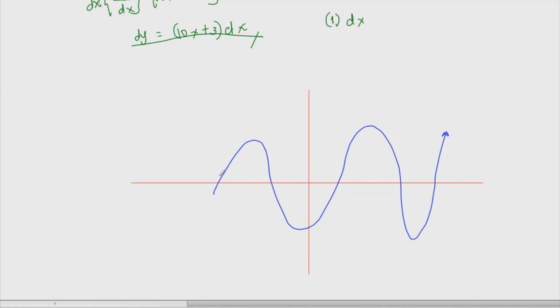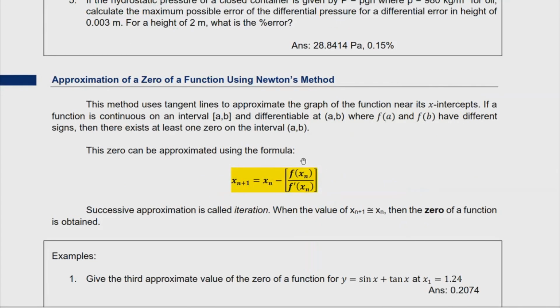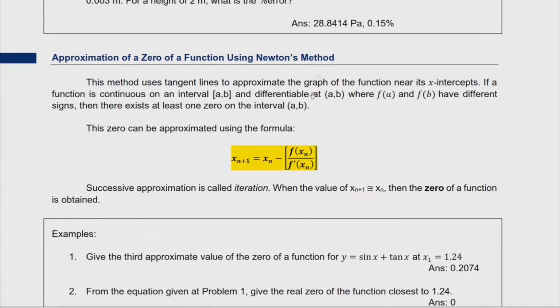Okay, so this is the graph, and if you're asked to find the zero of this function, let's say this one is f of x, you would note that this has 5 zeros of a function, meaning any value of x that would make the equation equal to 0. So I have actually 5. Let's name them, let's say A, this one is B, and then C, D, E. So these 5 zeros of a function can be obtained using this approximation method formulated by Newton.